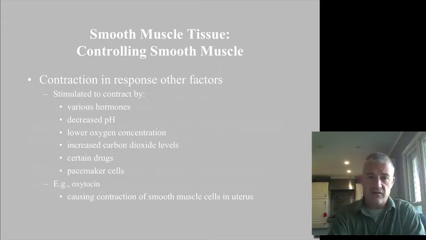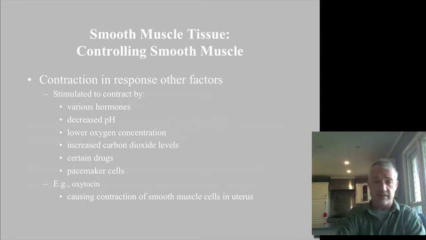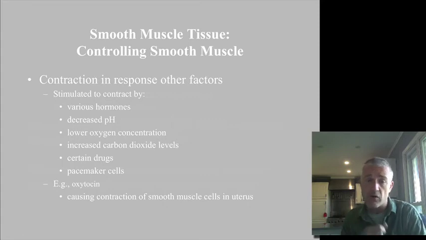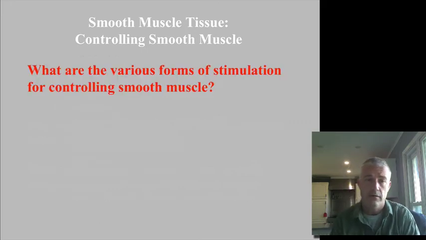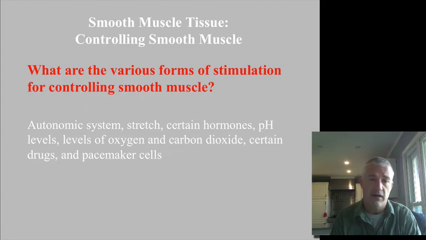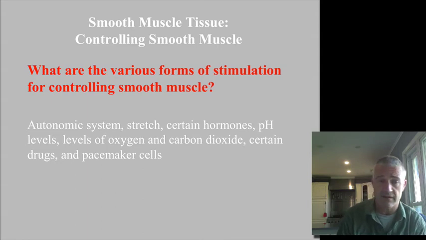The other thing that causes us to contract a lot of times is different hormones. If you have changes in pH or oxygen or carbon dioxide levels, these are all things that can sometimes stimulate these muscles to contract. Oxytocin is an example of a hormone that causes smooth muscle cells in the uterus or in the mammary glands to contract in response to its release. So again, the autonomic nervous system as well as environmental changes around these cells are really going to be the ways that we stimulate these smooth muscle cells.